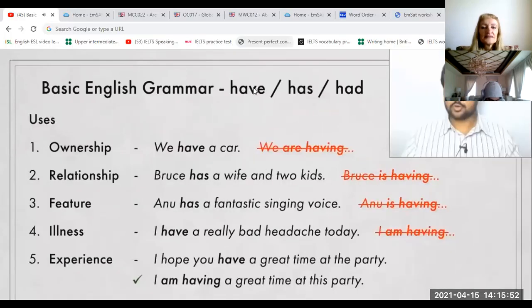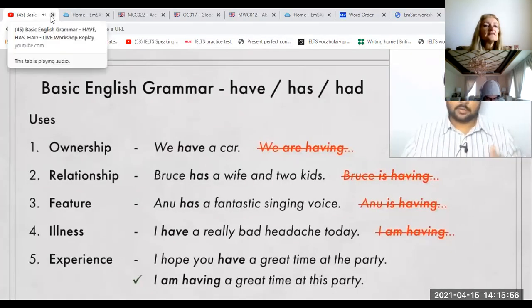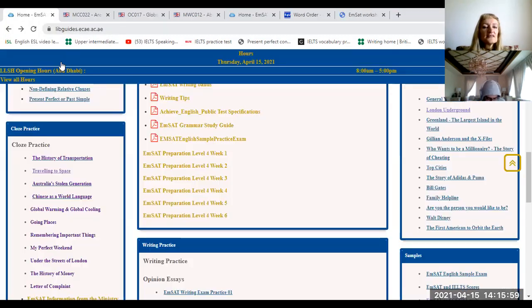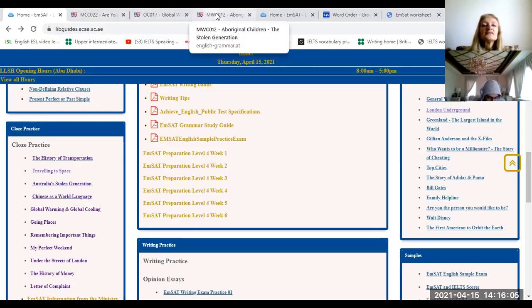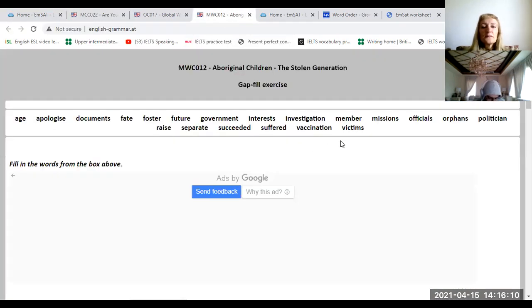So the thing you have to remember is that if you're talking about ownership, relationship, a feature or a quality. That's it. So now where are we going next? Let me see. Let's go into here.